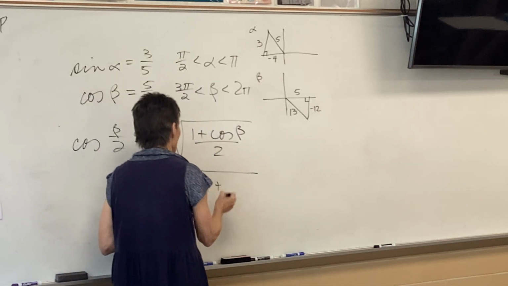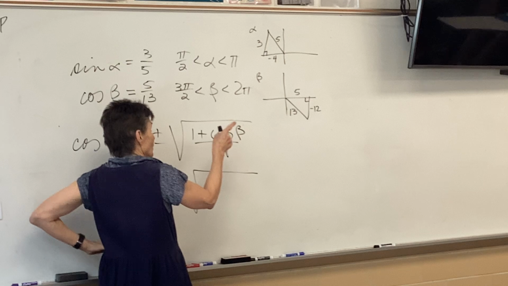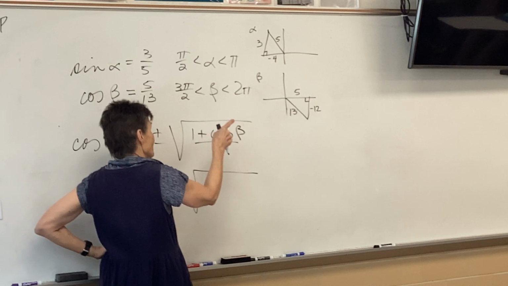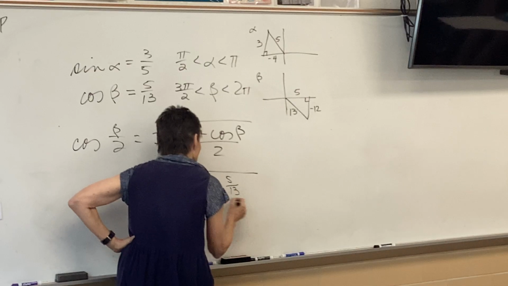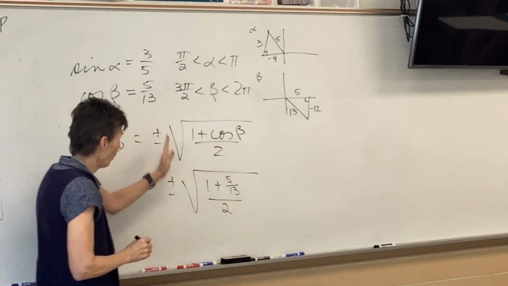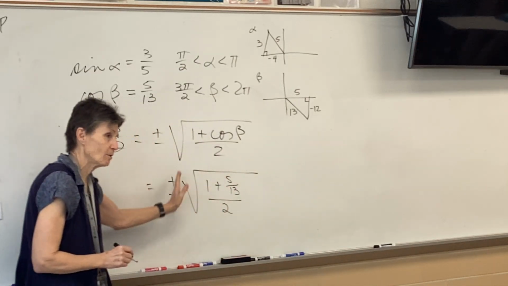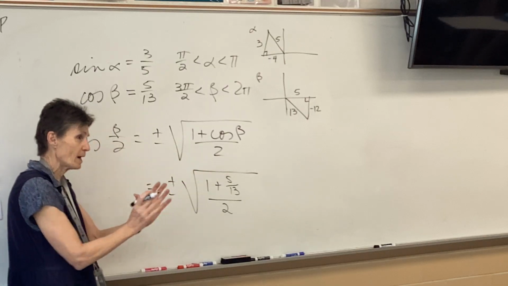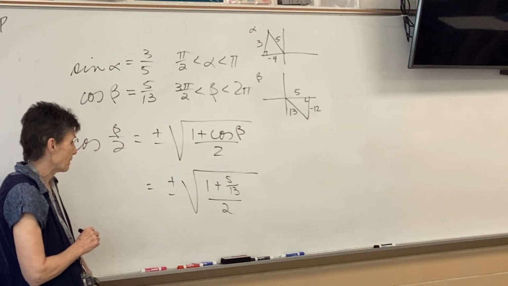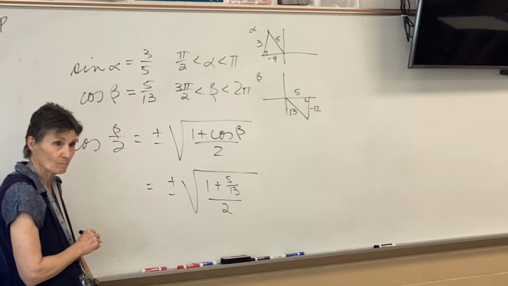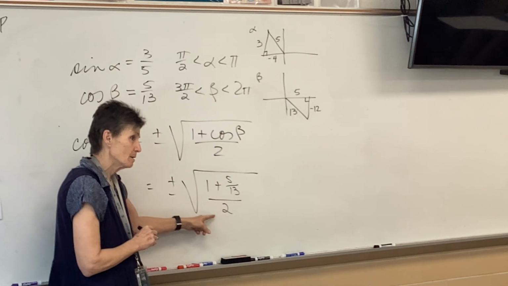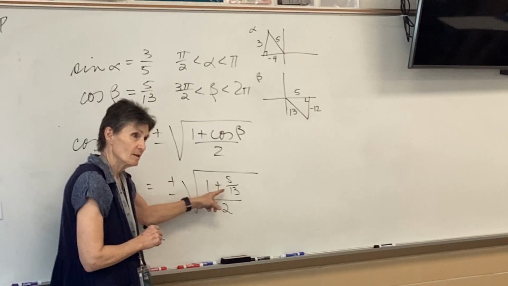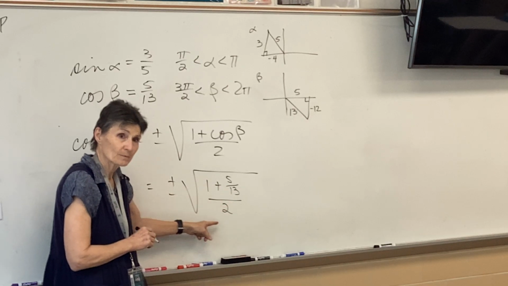One plus the cosine of beta. What is the cosine of beta? 5/13. Now, that whole thing is under the radical, so be careful when you draw it to keep the whole fraction underneath. Is that all right? What are you gonna do with that? Look at that right there. What might I do with that? Multiply by 13, right?